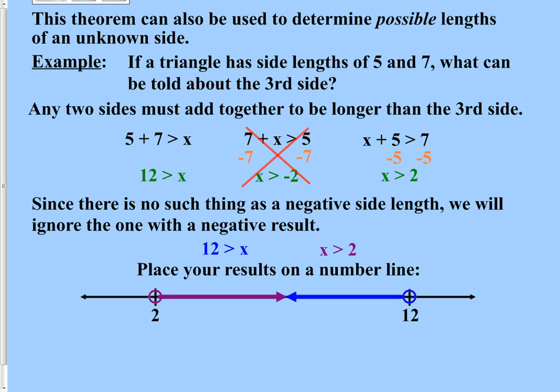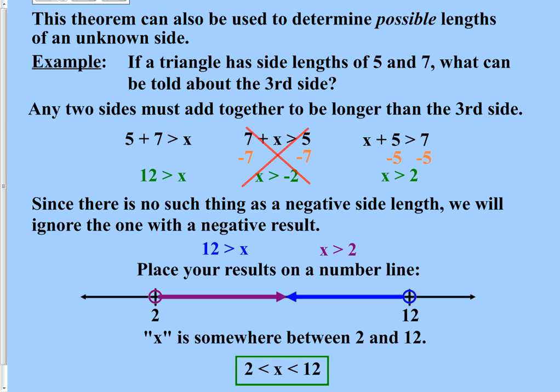Where we are interested in the answer is where these two shading areas overlap each other. So obviously they are completely overlapping between the values of 2 and 12. So x must be somewhere between 2 and 12. That is our answer. You record your answer in what we call the sandwich notation for inequalities: 2 is smaller than x, which is smaller than 12.